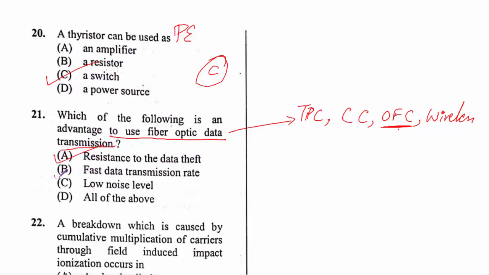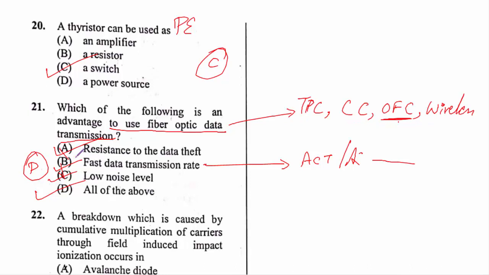Fast data transmission rate, yes, because we are very familiar with ACT broadband or Airtel broadband, whatsoever. The speed will be very high. Low noise level, yes. So it is all of the above. So option D is the correct answer.